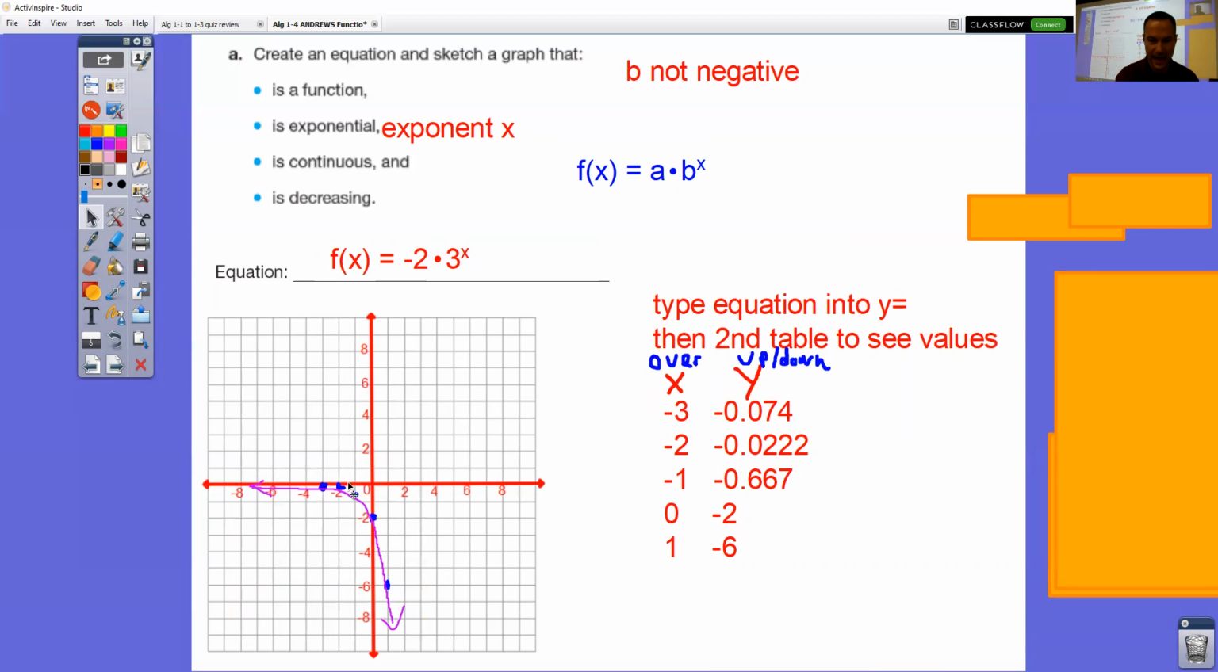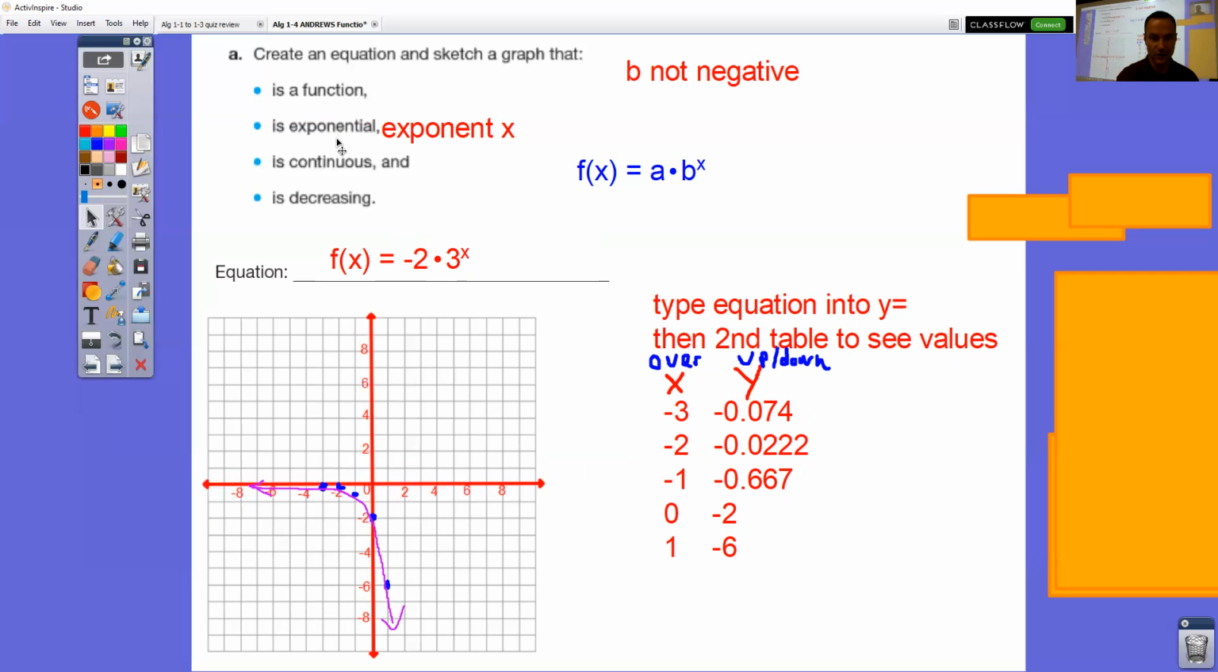So -3 and -0.074. So we're starting in the middle at 0, 0. We go over to -3, go down to -0.074. -2 and that, go over to -2, go down to that. -1 and -0.6. So that's about right there. 0 and -2, starting in the middle, over 0, down to -2, and then 1, -6, over to 1, down to -6. So it forms this graph, which is a function.